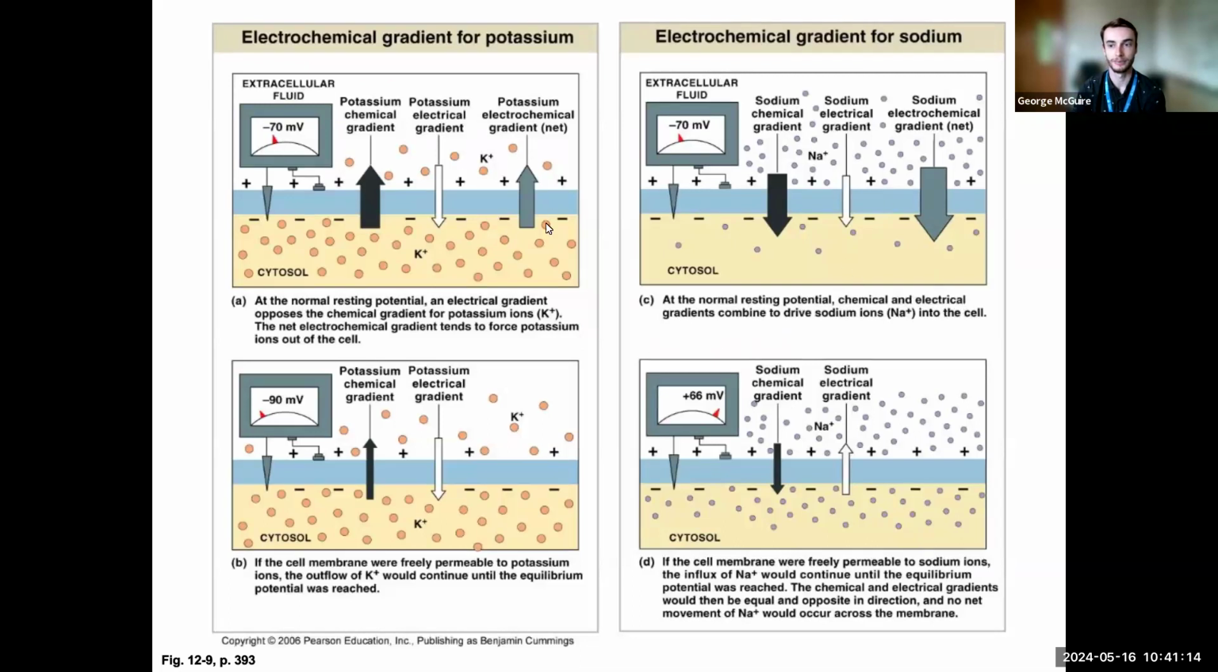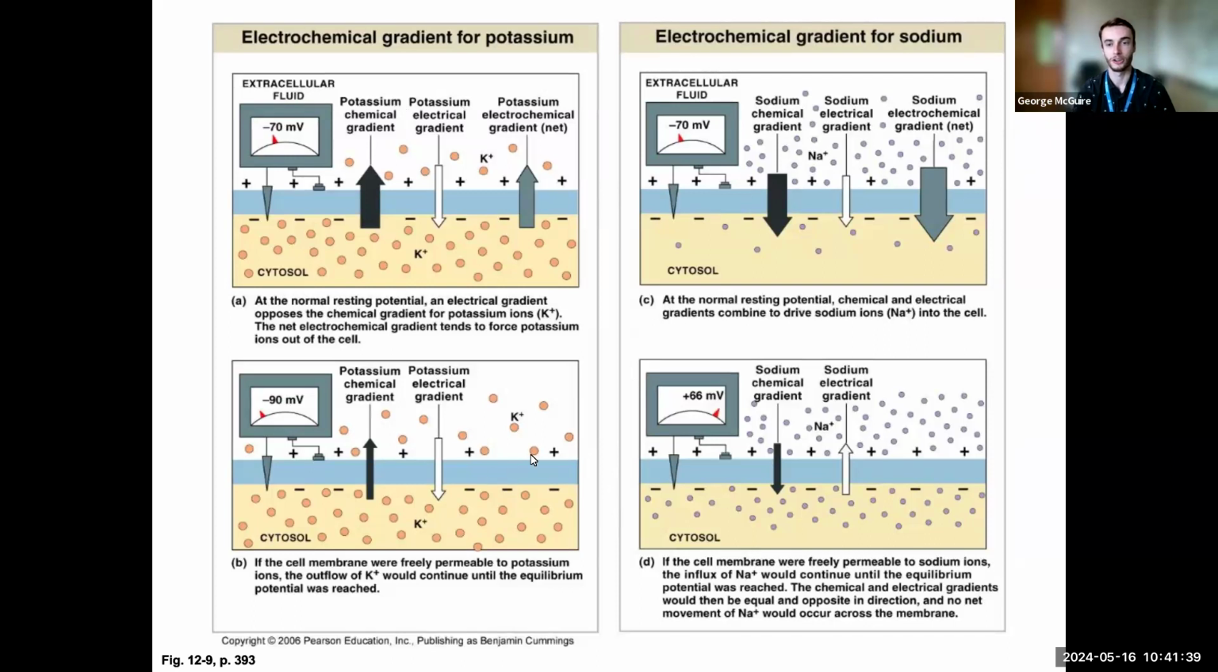And so this is really the main idea here, because besides these leak channels, we're going to have other channels that open and provide even more space for some of these ions to move at different times. And so when they can cross the membrane basically freely, potassium is going to leave at a medium rate, and sodium is going to enter at a fast rate.